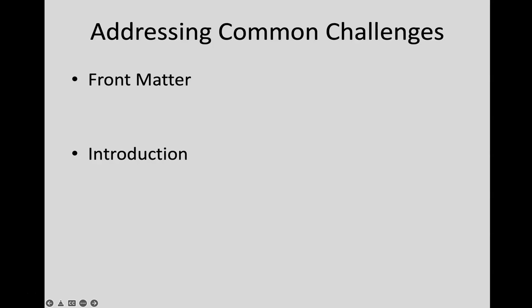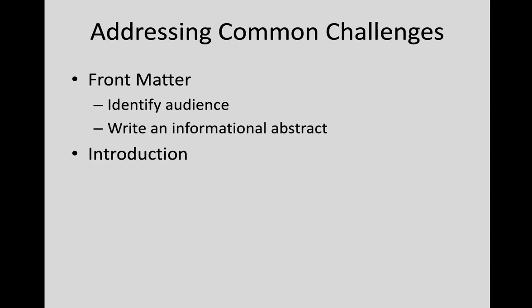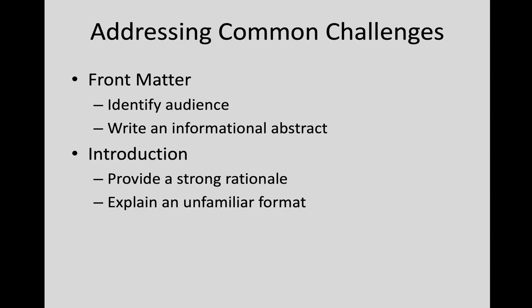So let's talk now about addressing some common challenges within the qualitative writing. Looking at front matter. Identify the audience and write an informational and invitational abstract. This has to do with your introduction. So your introduction is where you provide a rationale that shows how and why your study is strong. Explain any unfamiliar writing formats or representations. You want to include the goals and the purposes of the paper, and they should be clear.